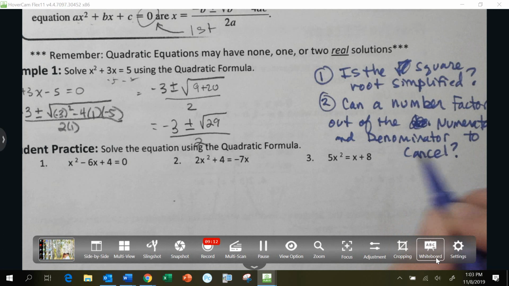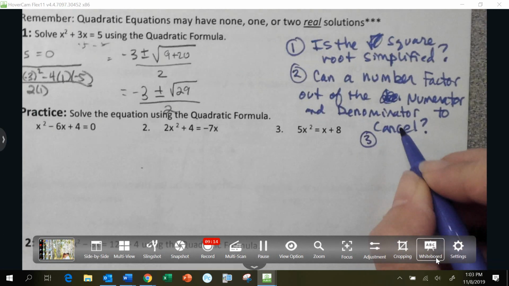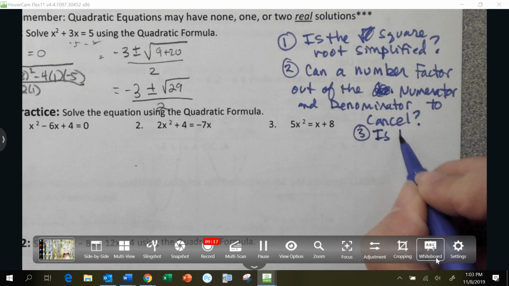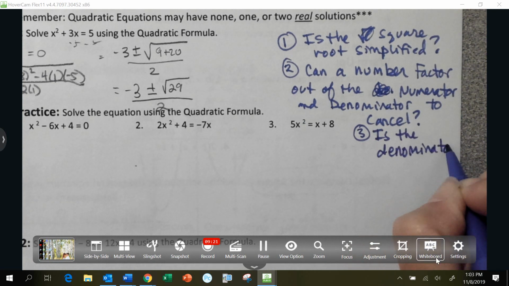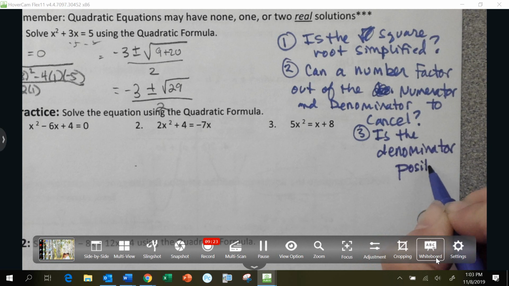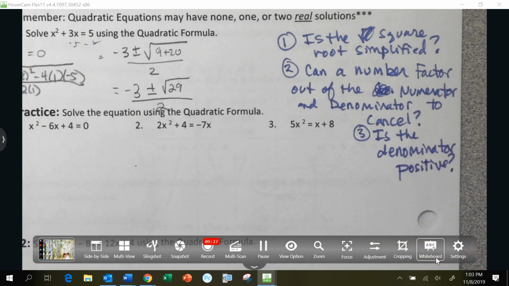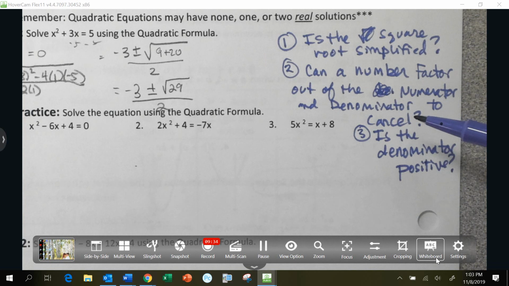And then my third thing is, is the denominator positive? Denominator's the bottom. Yes, it is. So we're good. We answered yes to all of these. No, we didn't. We said yes to just 3.